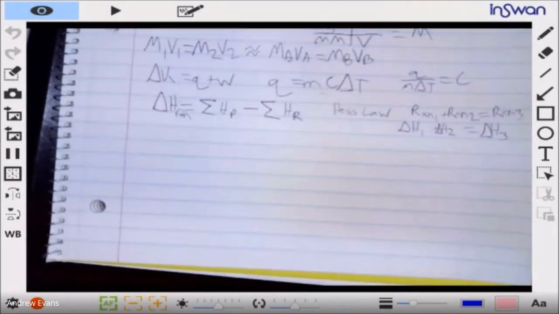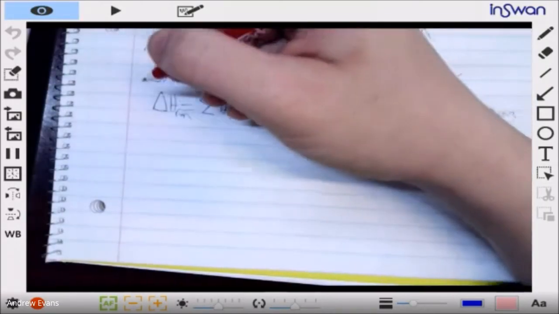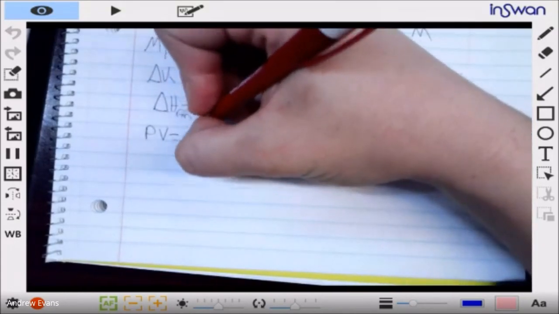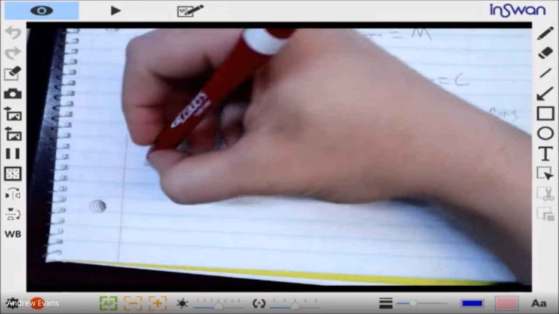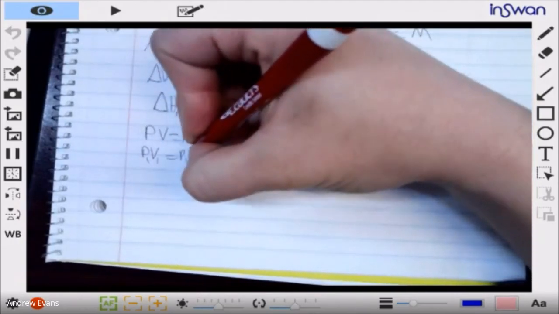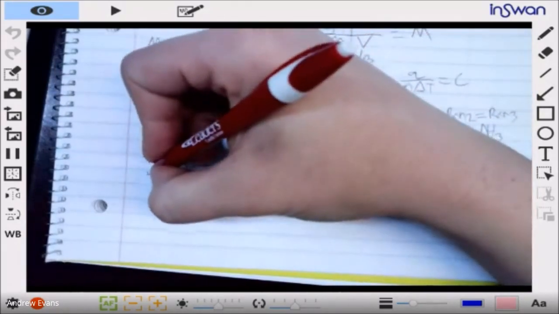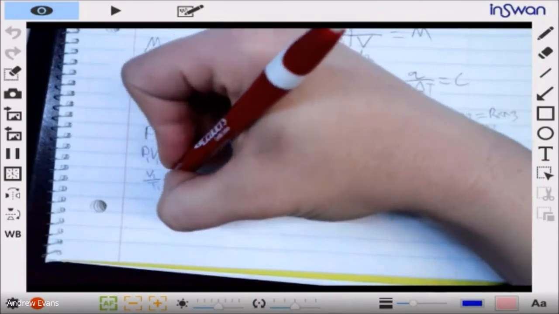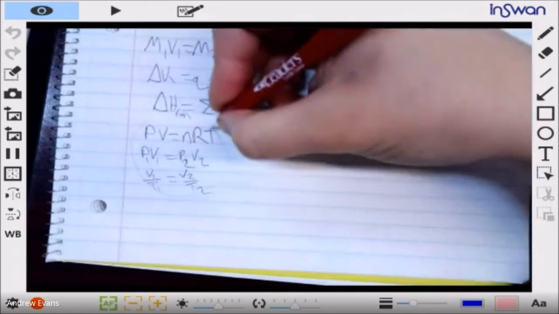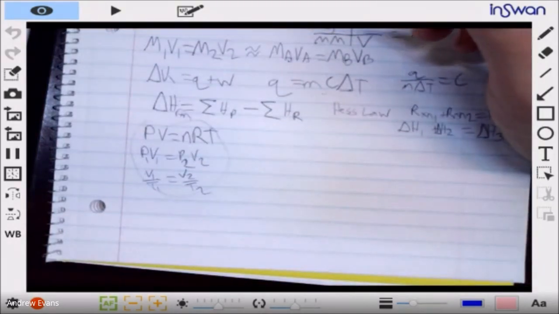Then finally, the last little bit was our ideal gas. We had PV equals nRT. It's our main thing. But we could also have P1V1 equals P2V2, or any combination like V1 over T1 equals V2 over T2, something like that. But all that's dealt with in Chapter 11A homework.